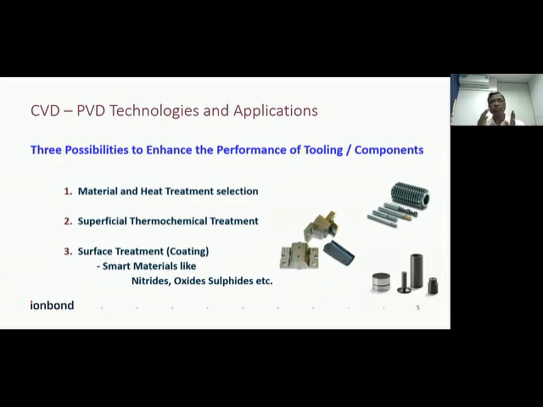So first the basic material, then the superficial thermochemical treatment, and then finally come the coatings, that is, the surface coatings. We will not get smart materials like these nitrides or oxides through the standard processes, so we have to obtain these unique materials through coatings. With these three steps, we can have the appropriate tool to perform better, which will give consistent quality of the end product as well as save the cost of tooling.